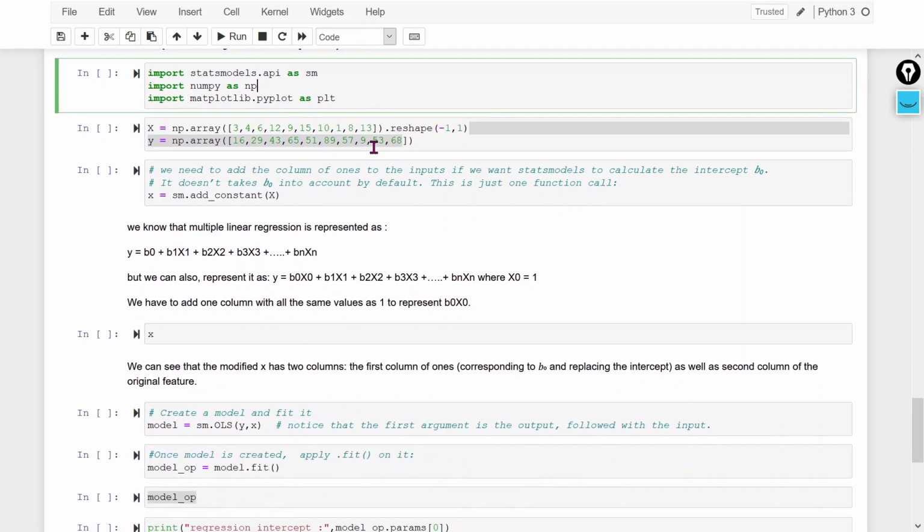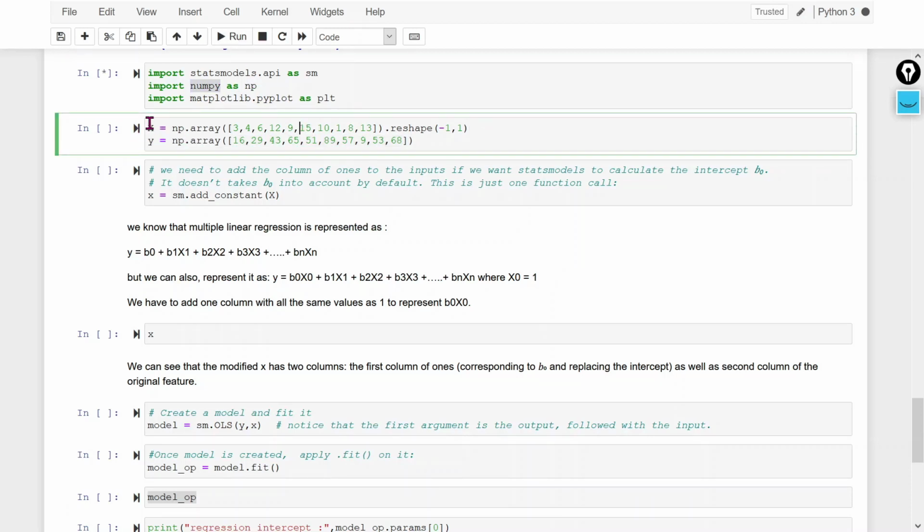For that, we import the statsmodels library, and here we use the API class. I am going to use another library to perform some visualization. This is the dataset I am going to use. This is the x variable, your input variable, and this is your output variable. Here I am going to use the constant value.